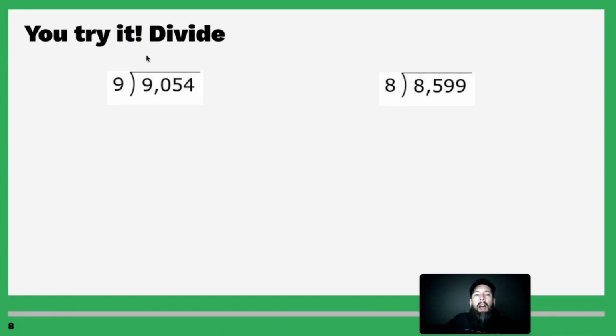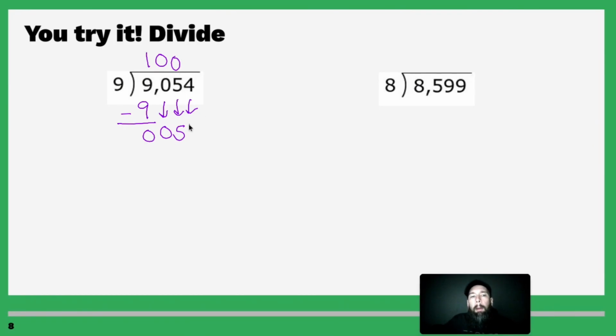9 goes into 9 1 time. So 1 times 9 is 9. Subtract. 9 minus 9 is 0. Drop down the 0. 9 goes into 0 0 times. Drop down the 5. 9 goes into 5 0 times.